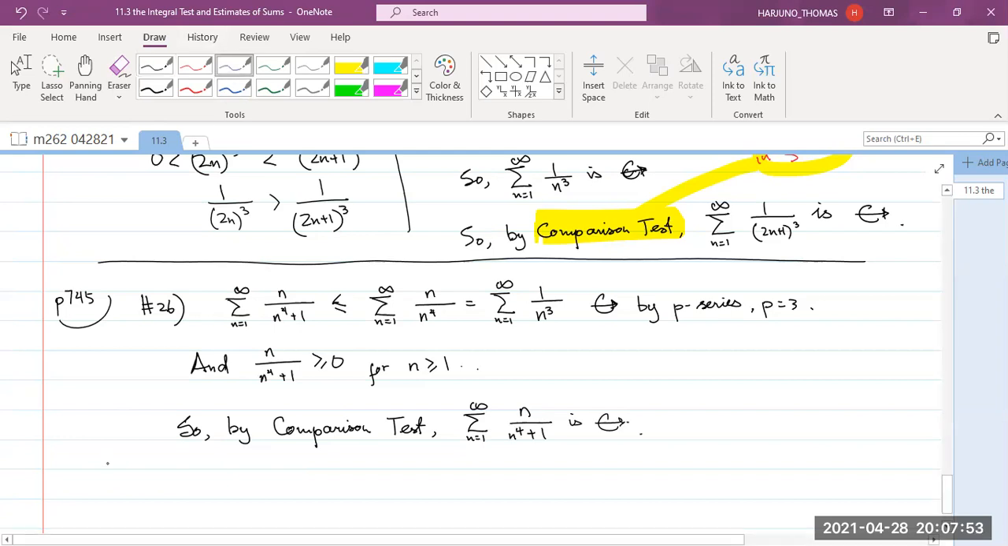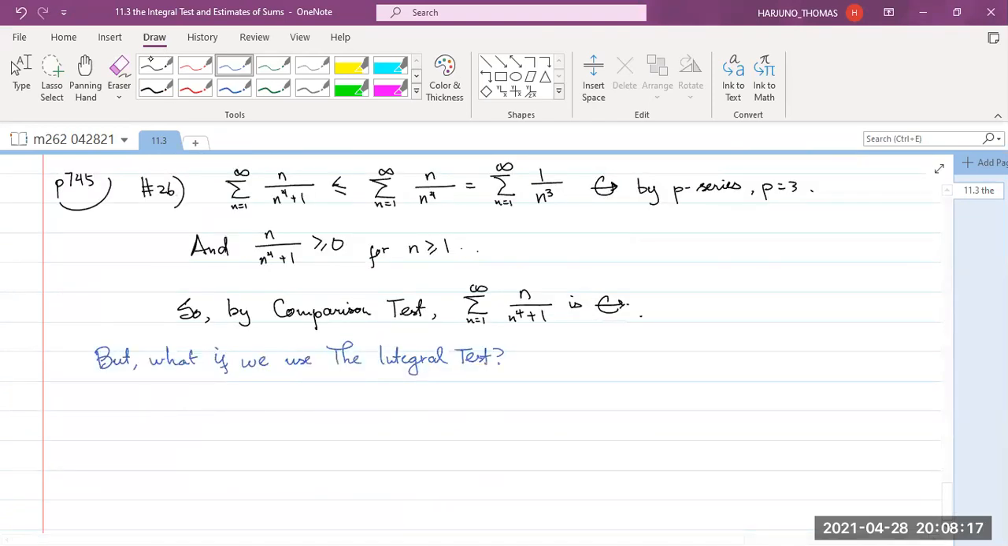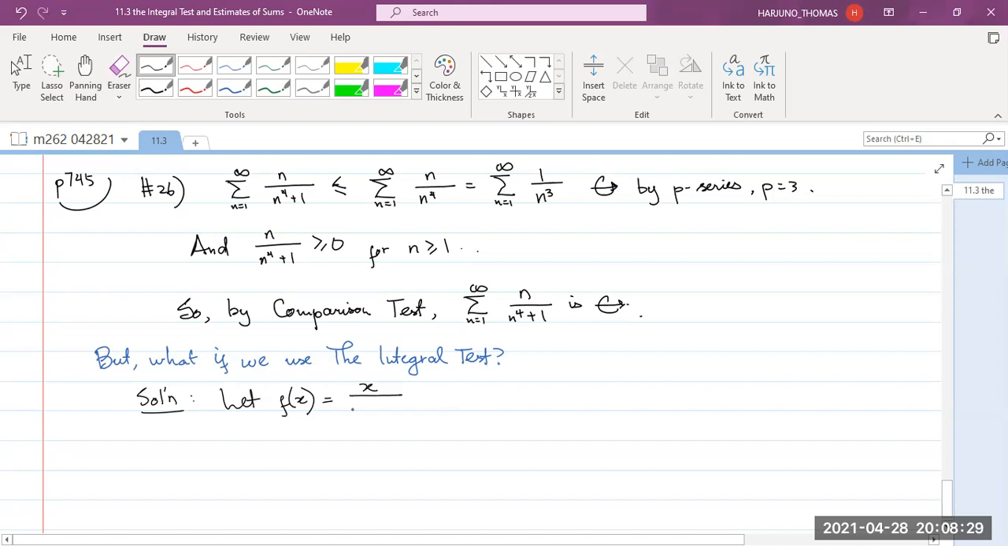Now here's the thing, but what if we don't do it by the comparison test? We use the integral test instead. Then we will be busy, right? See how busy we will be? How will we do it? If we do so, let f(x) be x over x to the 4th plus 1. Note that f(n) is n over n to the 4th plus 1, which is a sub n.